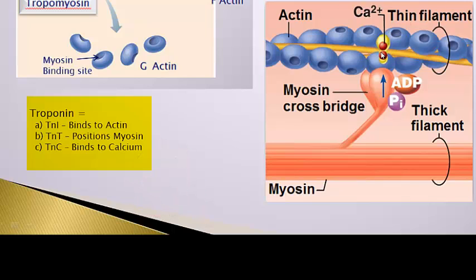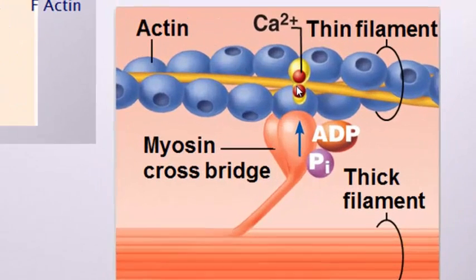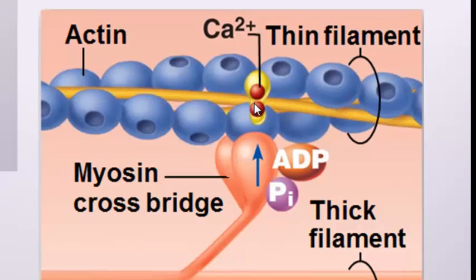Because what we're going to see during the process of a contraction, the first thing we have to do is pivot this tropomyosin out of the way from blocking those binding sites. And the way we do that is we bind calcium to the TnC molecule. When we do that, it causes it to change conformational shape in such a way that it loosens and allows the tropomyosin to slide down.